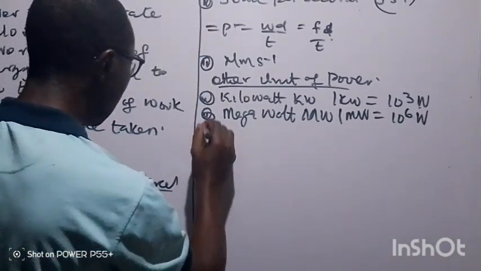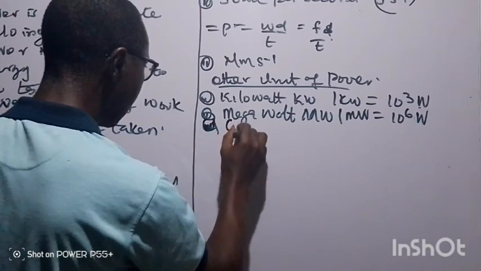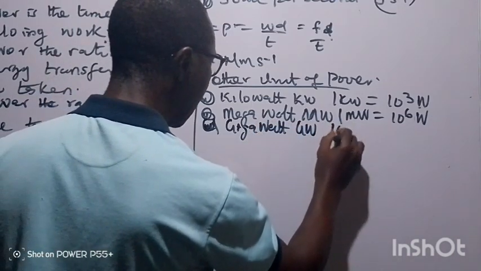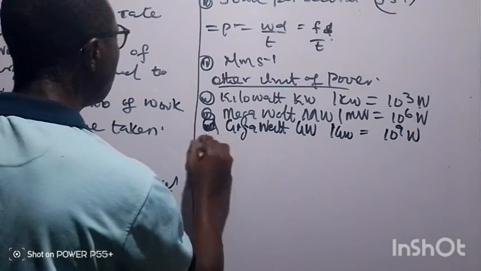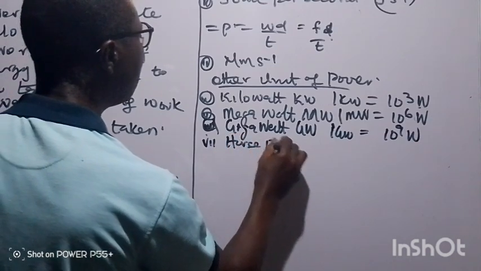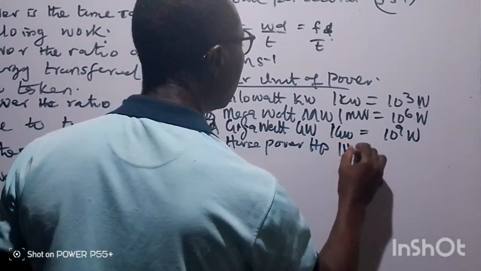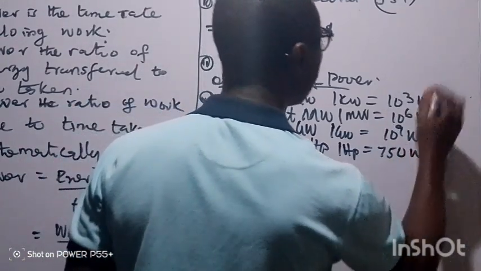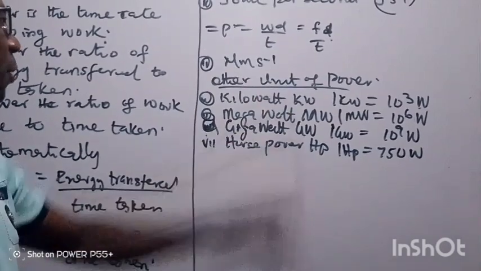Another one, that is 1, 2, 3, 4, 5, that's number 6, gigawatt, GW. And 1 gigawatt is equal to 10 raised to power 9 watt. And the last one, number 7, is horsepower, HP. 1 horsepower is equal to approximately 750 watt. These are the possible units of power.